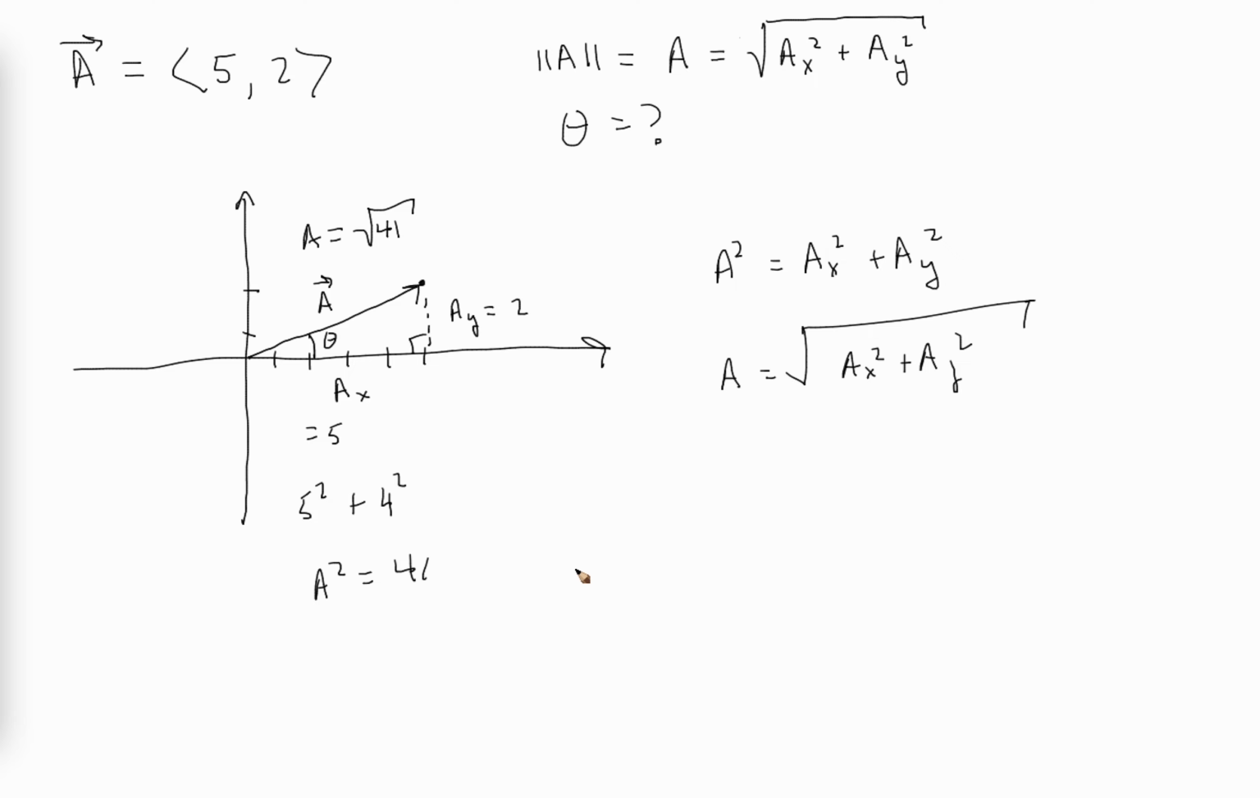That's easy enough. I'm going to redraw this again, zooming in a little bit so it's easier to see. Once again, I have this triangle where the vector itself is my hypotenuse, and I have this angle theta.